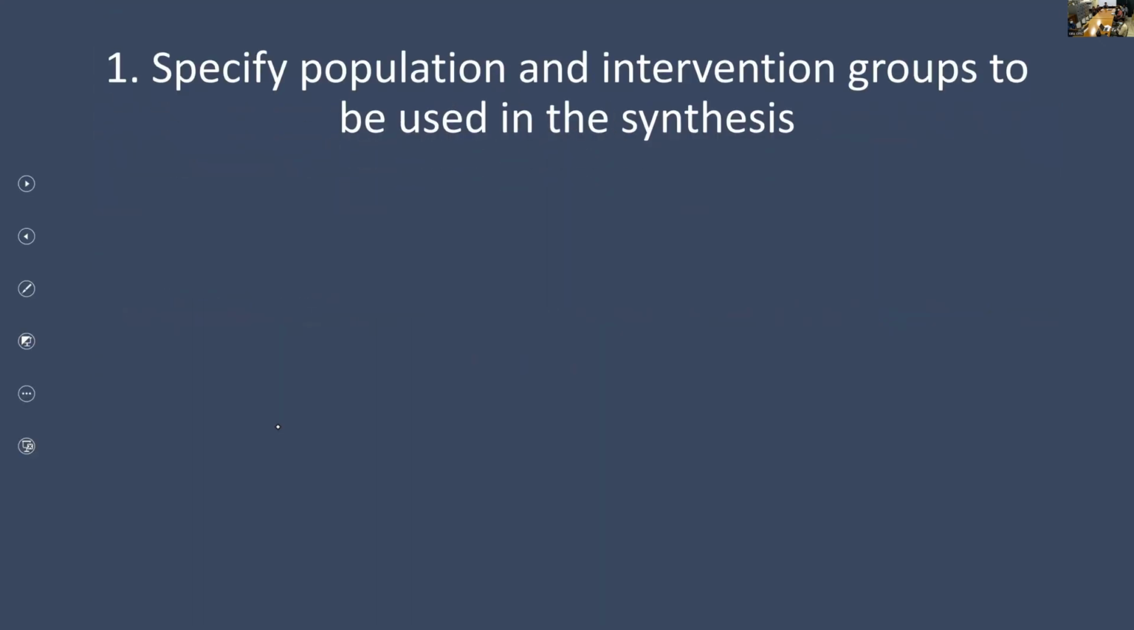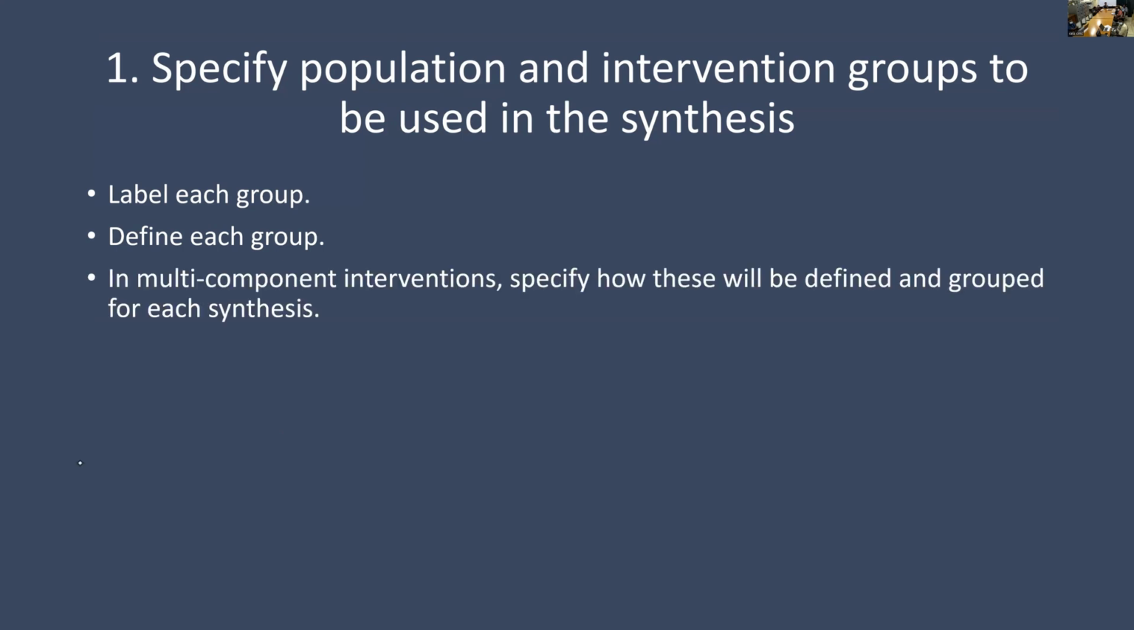It is pretty straightforward. If each of you can tell one thing. So the first question is: specify the population and intervention groups to be used in the synthesis. Label each of these groups. It has to be explicit. It is not to be assumed. The next thing is to define each group. If you are using definitions from standard references, mention the reference. In multi-component interventions, specify how these will be defined and grouped for each synthesis.